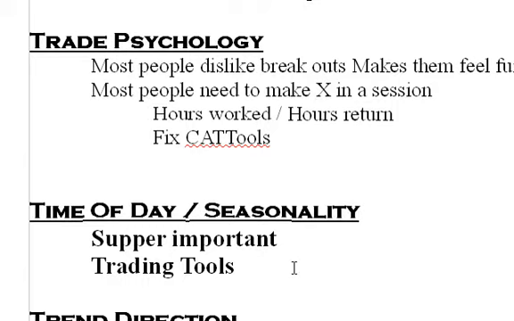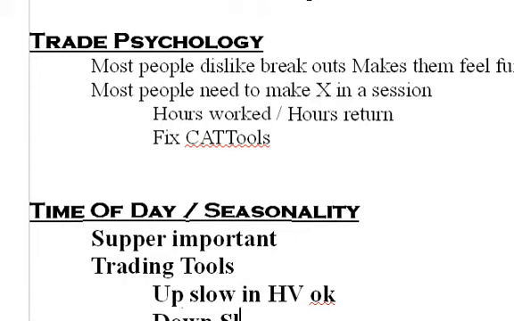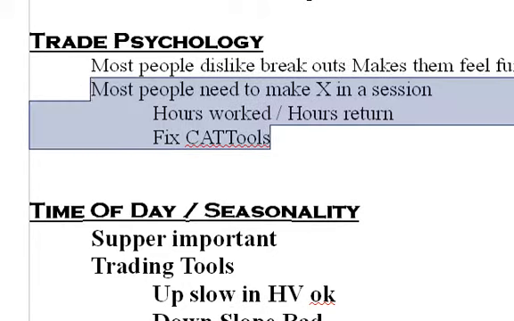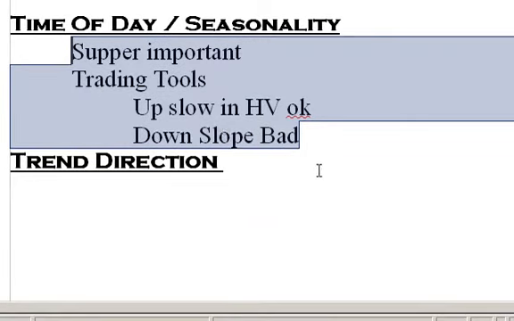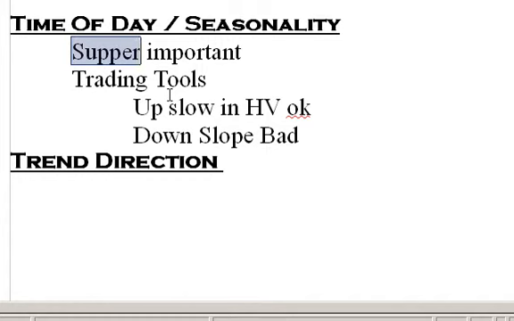Let's see. Anyways, your trading tool is going to be the HV one, and we're going to look for upslopes in HV. Upslope in HV, okay. Downslope bad. Okay, we don't want a crush in volatility. That'll cause us problems. We just can't do that. It's super important. Okay, let's leave that one right there.